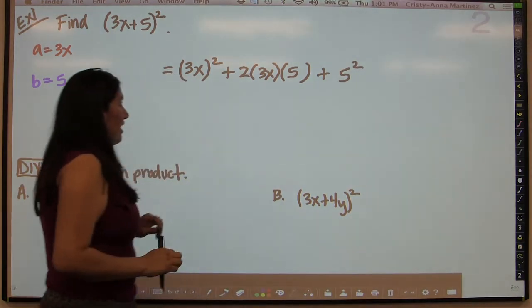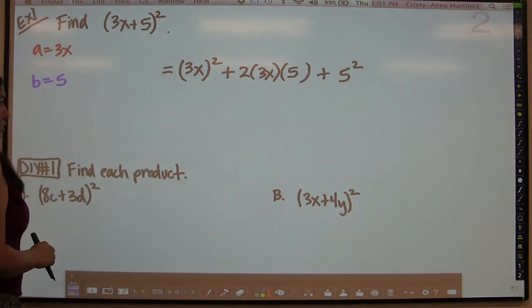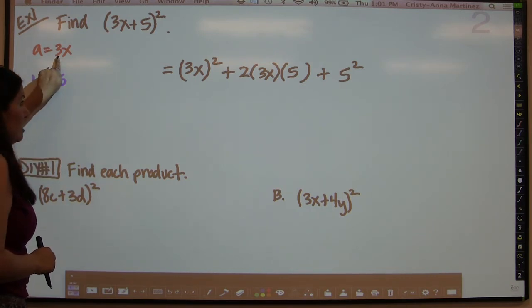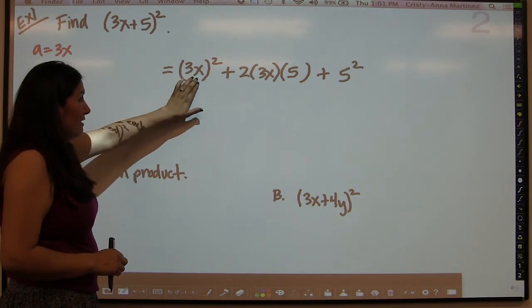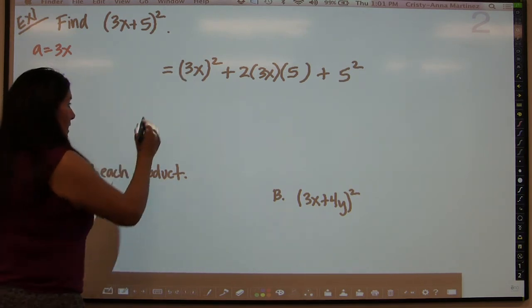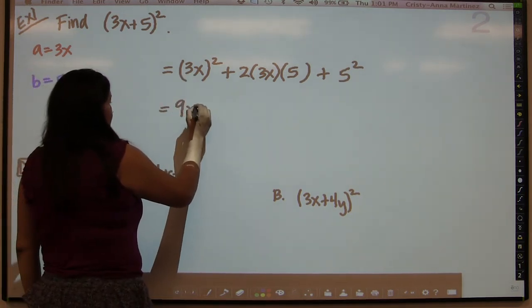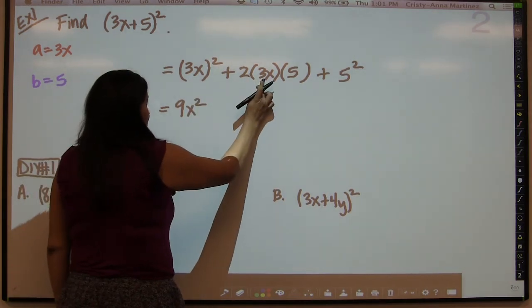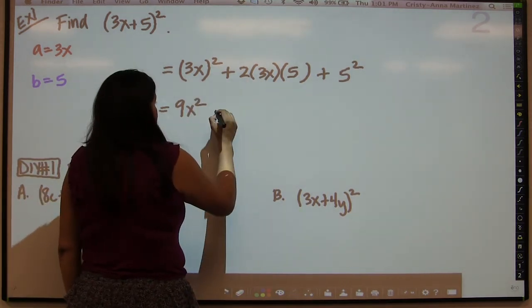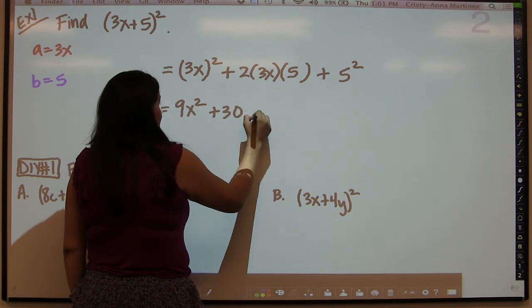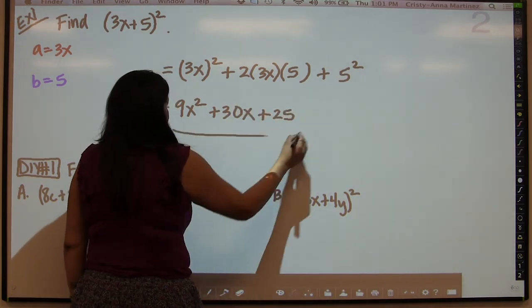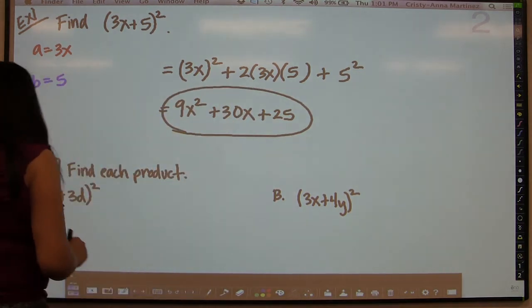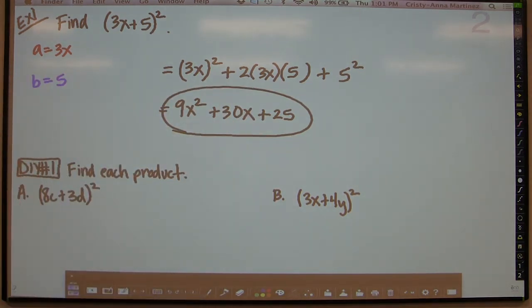It's very important that you remember that when you square a, when you get a squared, a lot of times students will forget to square the 3. So they might put something like 3x squared. But you want to square the 3 and the x, so when you square the 3, you get 9. So you should have 9x squared. And then 2 times 3 is 6, and 6 times 5 is 30. So we're going to get plus 30x, and then 5 squared is 25. So this is our final answer, 9x squared plus 30x plus 25.